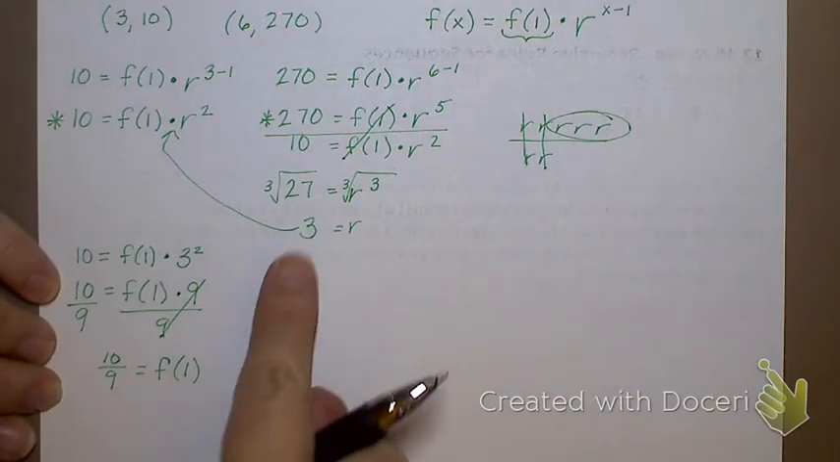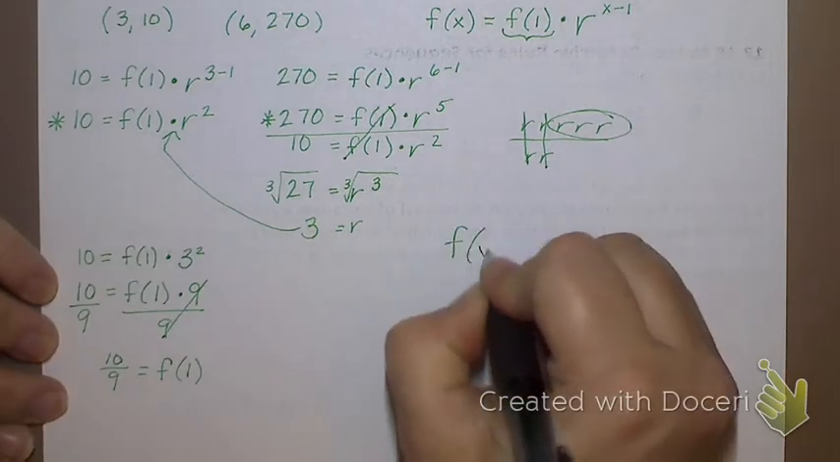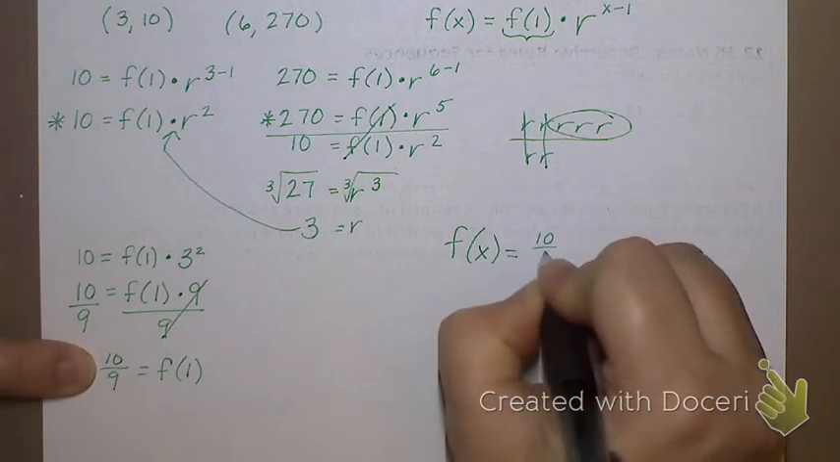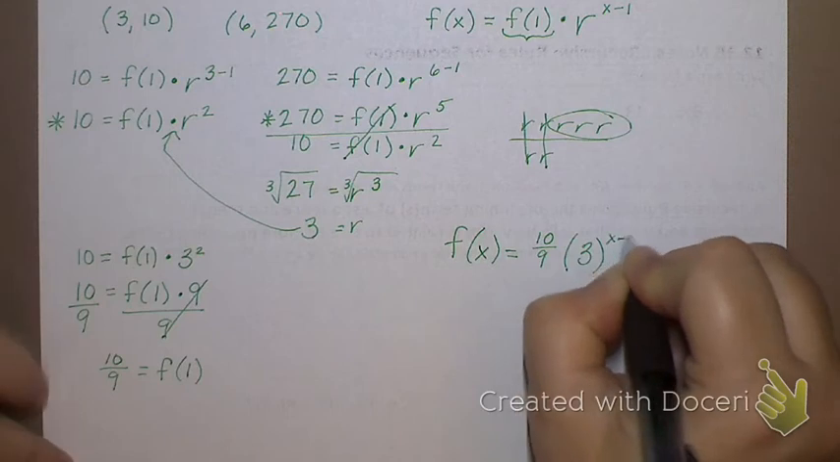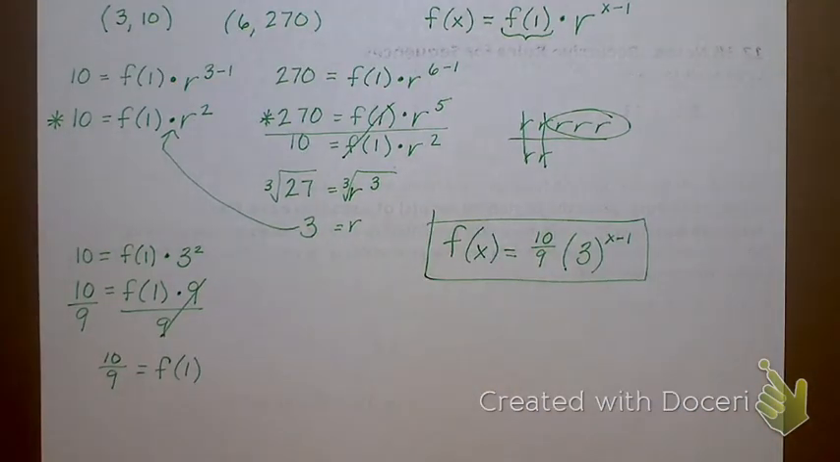So if I have my r value and my f of 1, my final formula would be f of x equals 10/9 times 3 to the x minus 1. Any questions about that? Was that helpful to see that again? Okay. Yes.